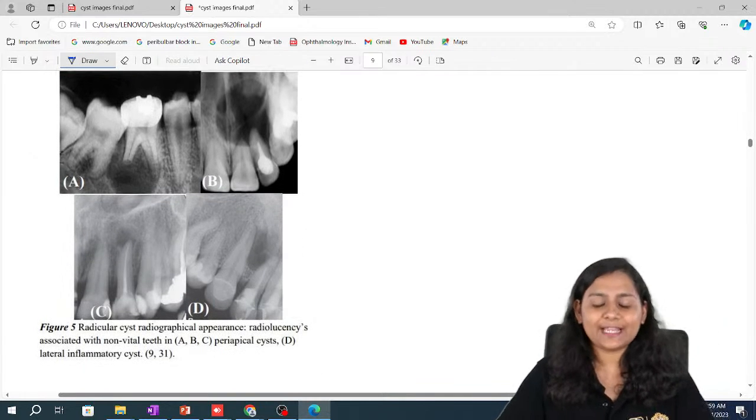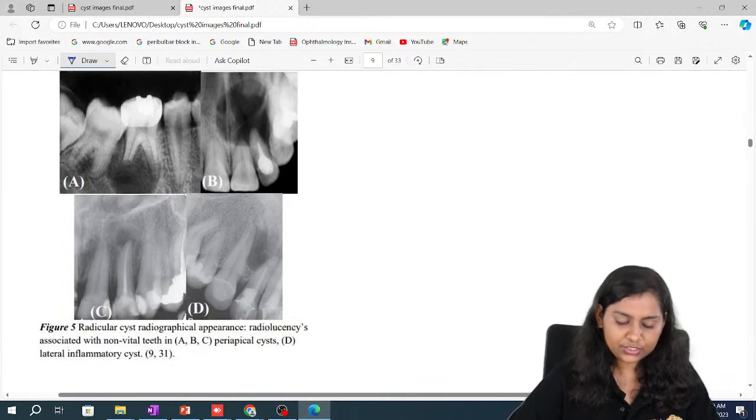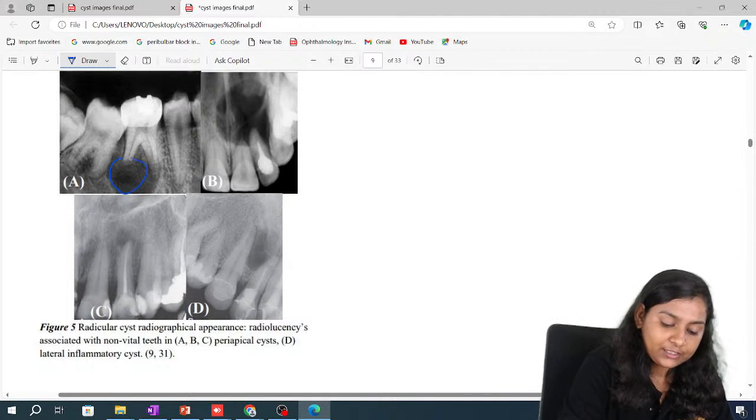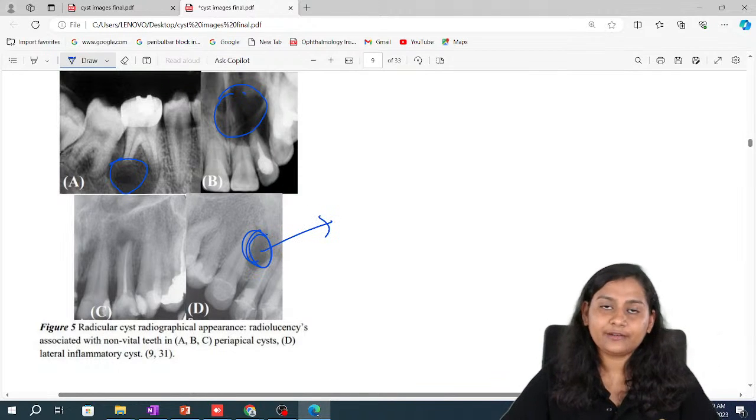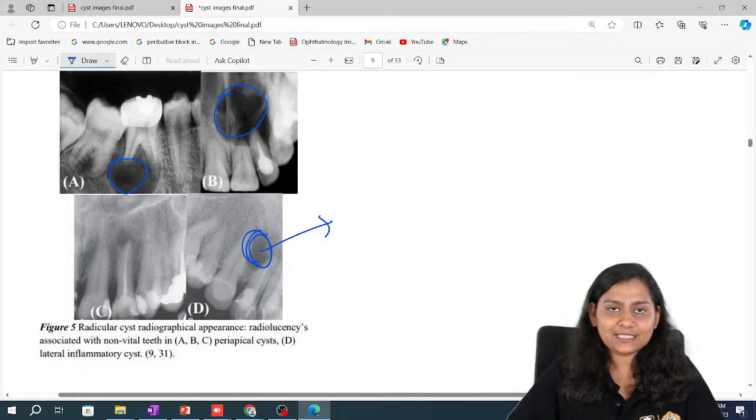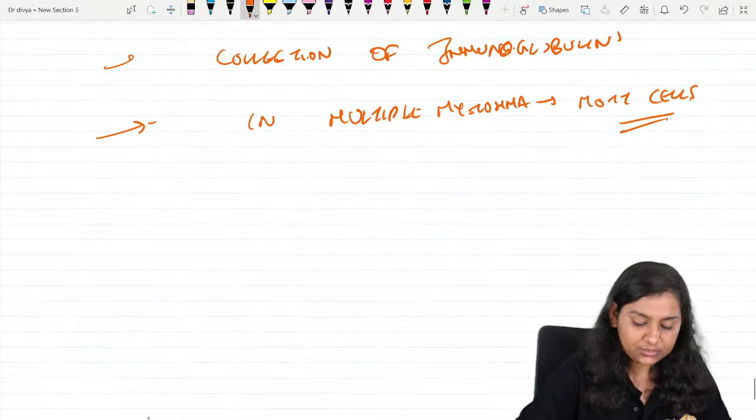Now, coming to the types of the radicular cyst, which is important. Now, see, this is the radicular cyst. Okay. Now, what is this? This is a lateral variant of the radicular cyst, which is called lateral radicular cyst.